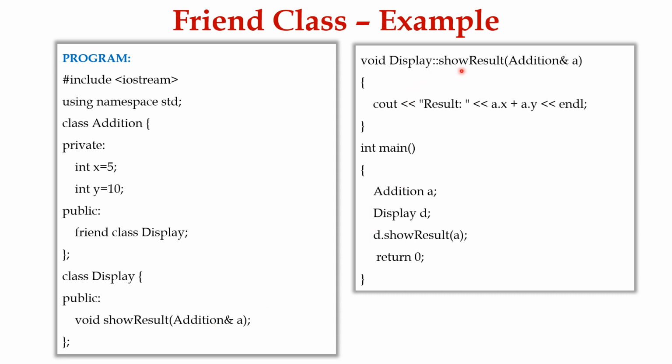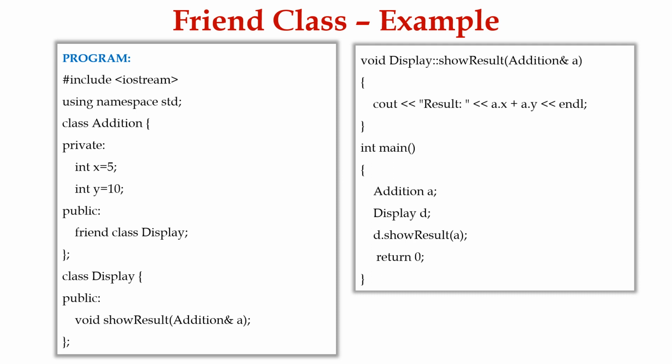Next we have the function definition for showResult. Since the showResult function is defined outside the class, using the scope resolution operator, we have given the scope of the function, that is it belongs to the class display and the return type is void. It has a single parameter, that is the reference object A of the class addition. Next, using the cout statement, the expression a.x plus a.y is evaluated and displayed to the user.